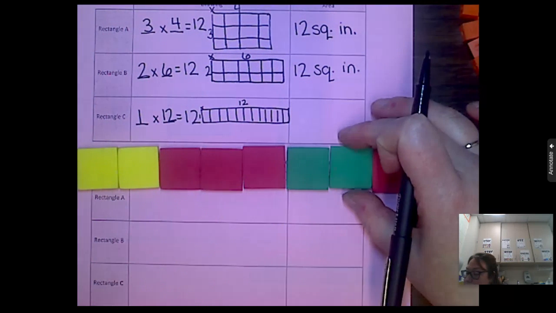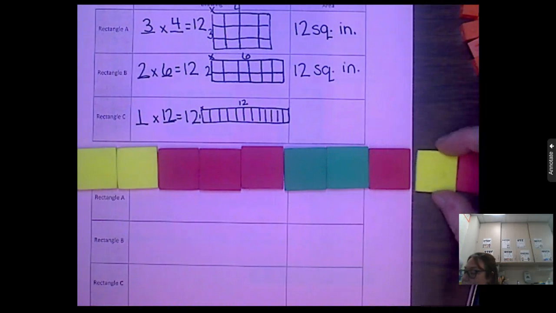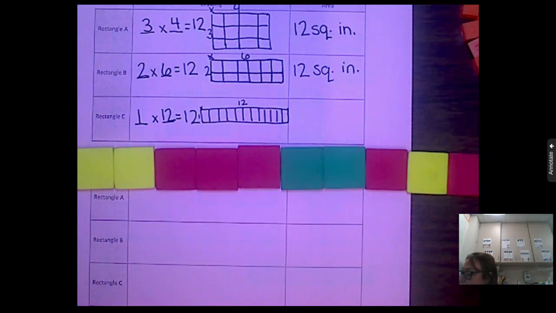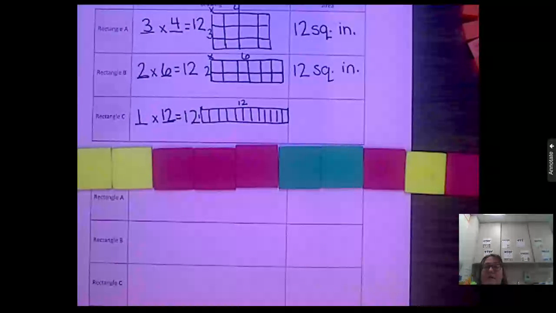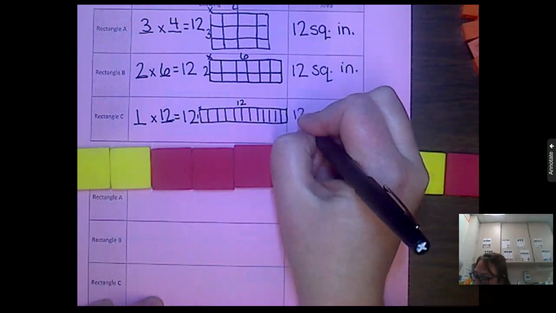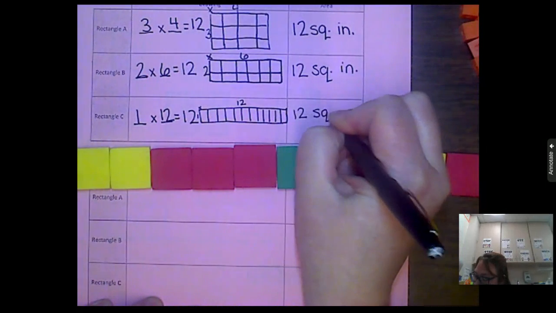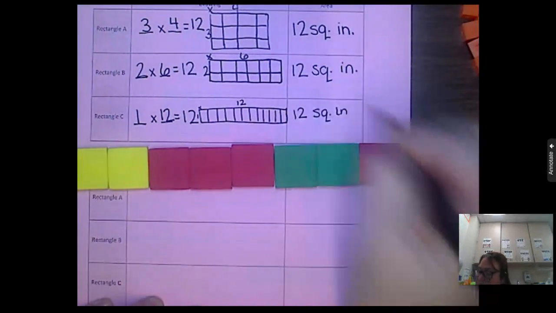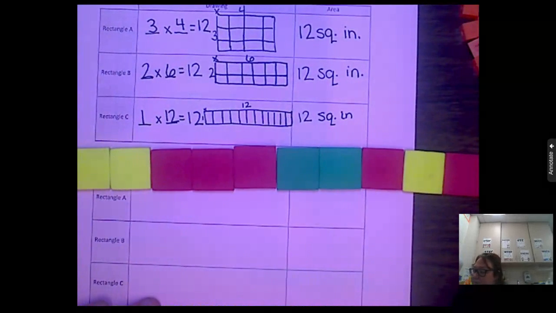We want to try to make sure, right, that they're close together. We don't have gaps. We're not overlapping. Okay, and what's my area there? It's still 12 square inches. It would still be 12 square inches, right?